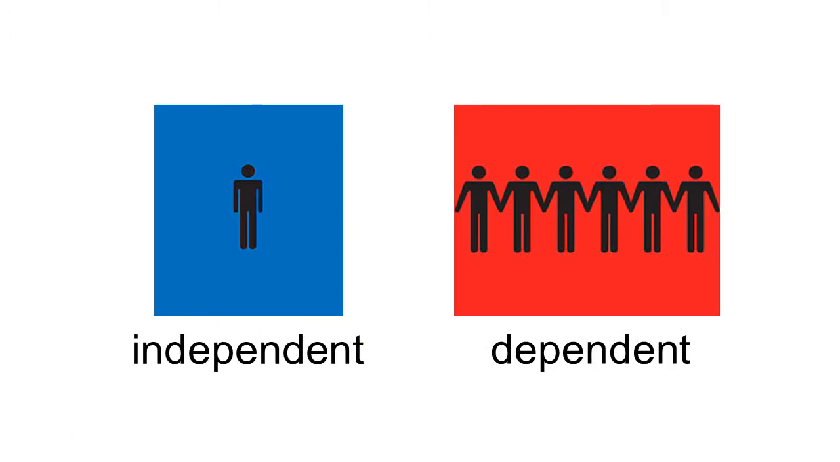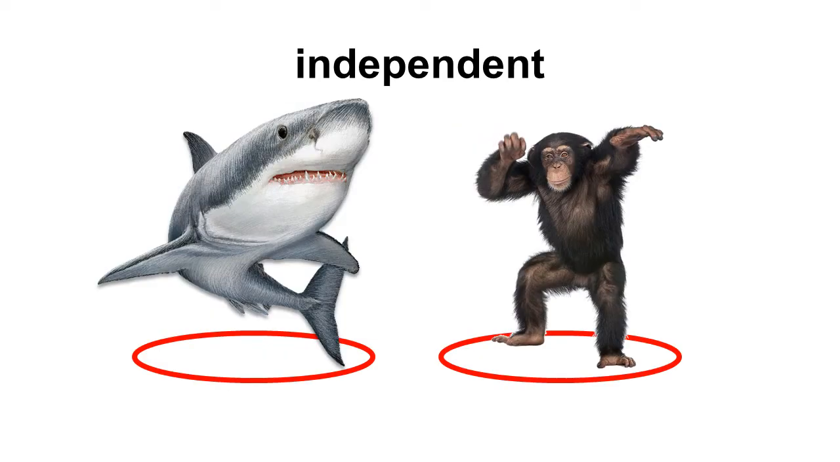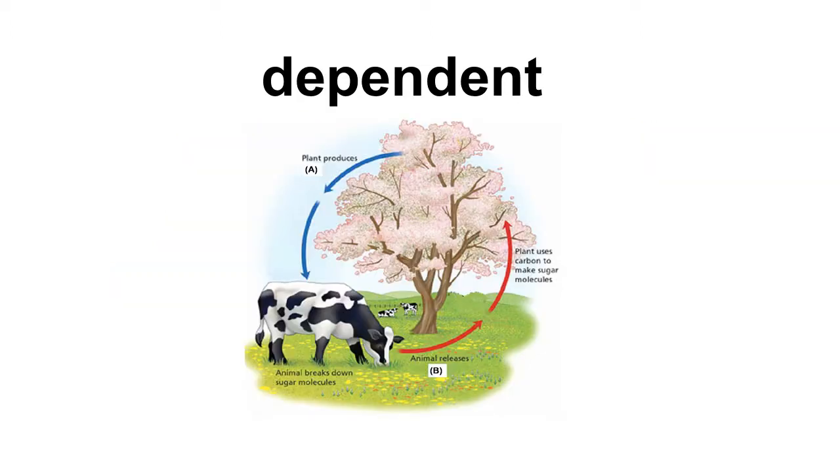To review, there are many different types of relationships between living and non-living things. Relationships can be independent or dependent. Remember, if organisms are living in different ecosystems, they have an independent relationship. They are not impacting one another and can live separately. Organisms in the same ecosystem have a dependent relationship. They interact with one another in some way.